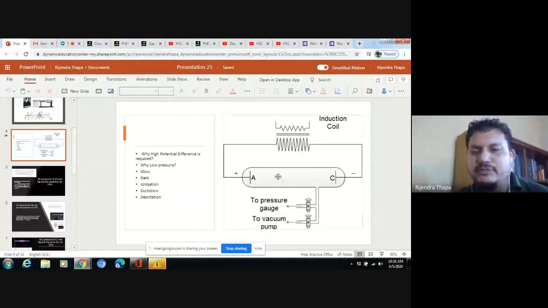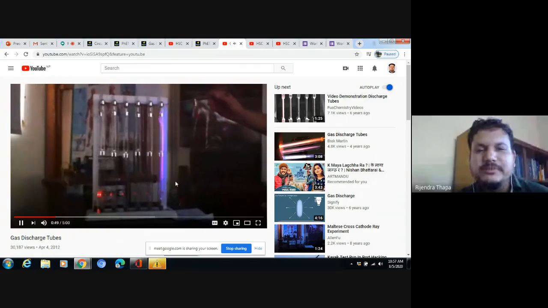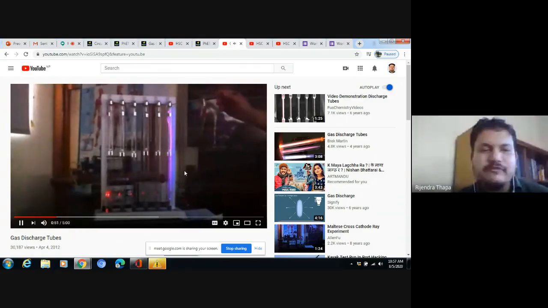So what happens when we evacuate the gas molecules from here and change the pressure to 10 mm of Hg? In that scenario, what you see is this phenomenon. This is the discharge tube. The pressure inside here is 10 mm of Hg, and between these two electrodes a voltage of around 10,000 to 15,000 volts is applied. Now, what happens here? Let us see this sort of phenomenon.